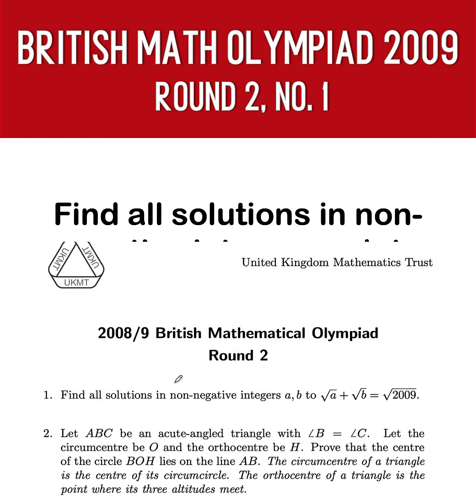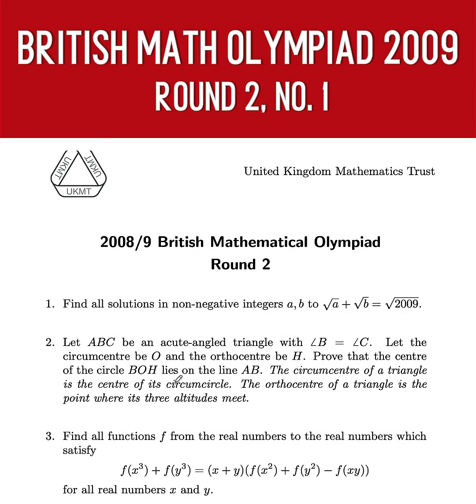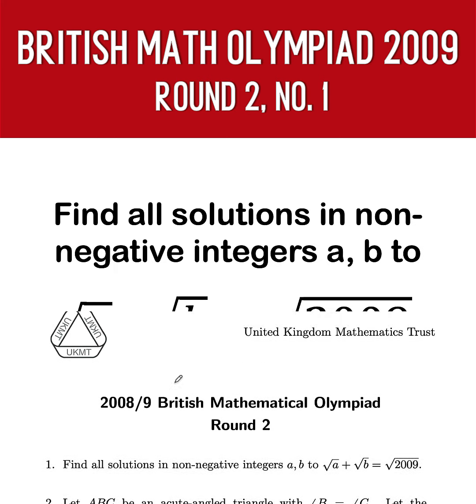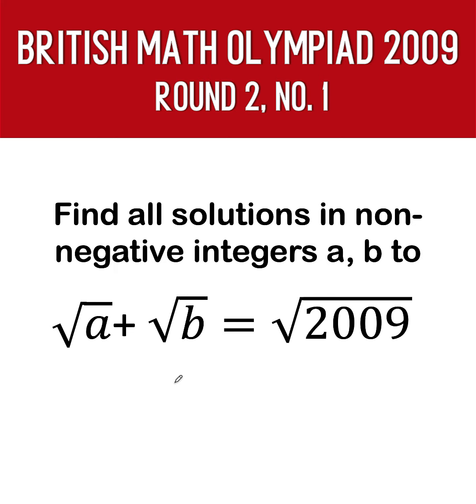This is taken from the British Math Olympiad, round number 2, question number 1. And here's the problem. Find all solutions in non-negative integers a and b to the equation the square root of a plus the square root of b equals the square root of 2009. You can pause the video and see if you can solve this British Math Olympiad question.